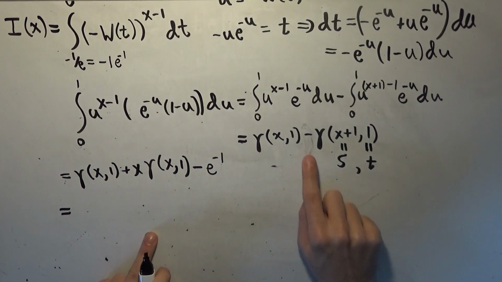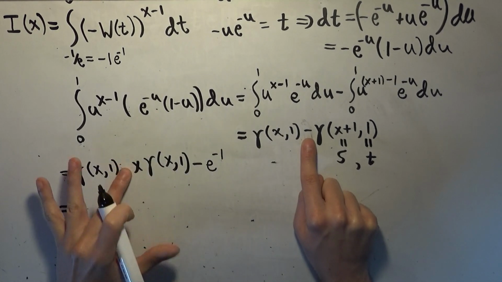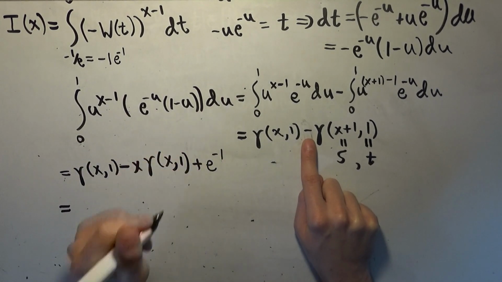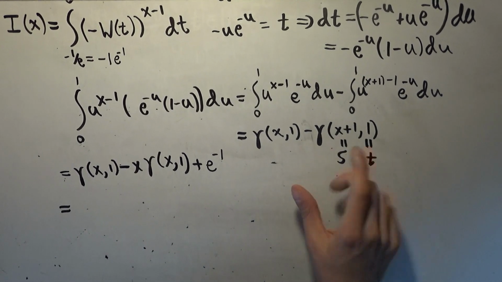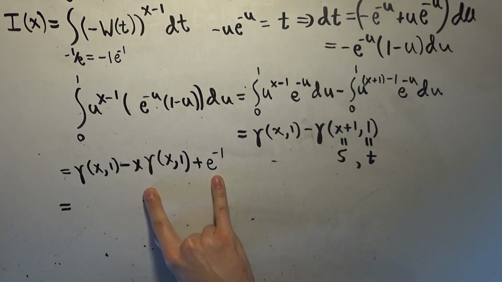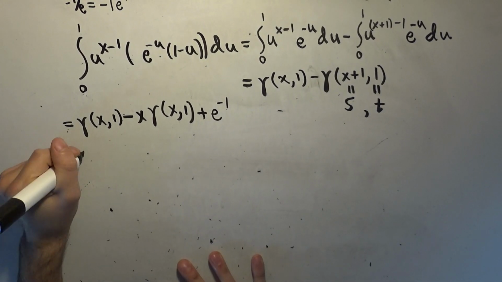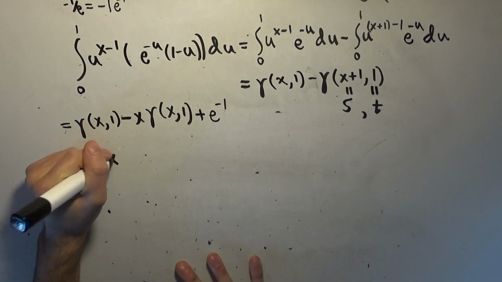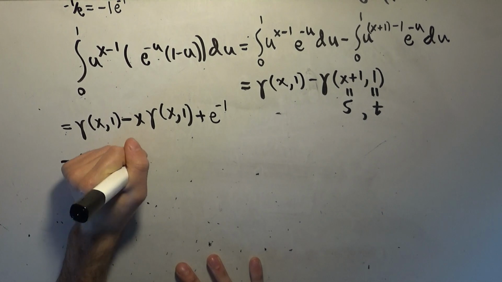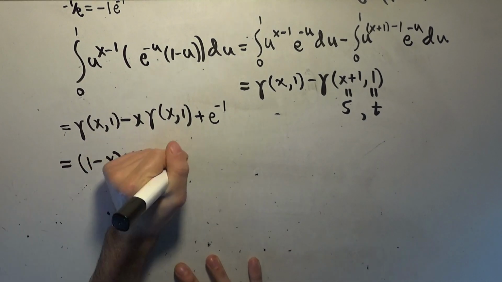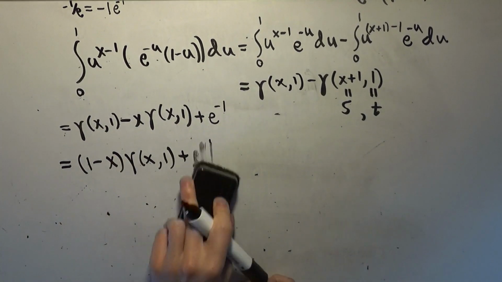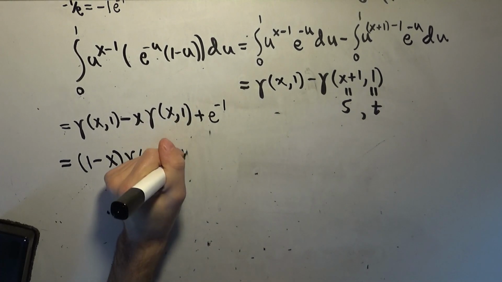Oh, I made an error, by the way. This is a difference, so this should be subtraction, and this should be addition. My mistake, right? Because we're subtracting this, and that negative had to be distributed onto those two terms. So that was an error. My bad. And so we can simplify this by writing it as 1 minus x times gamma of x, comma 1 plus 1 over e, right? e to the negative 1 is the same as 1 over e.